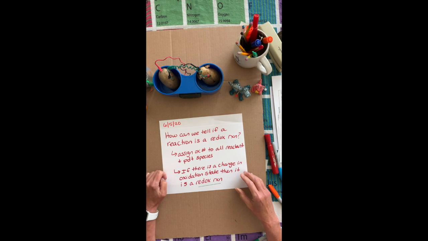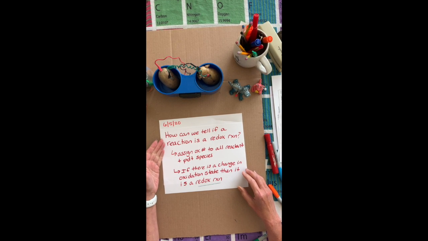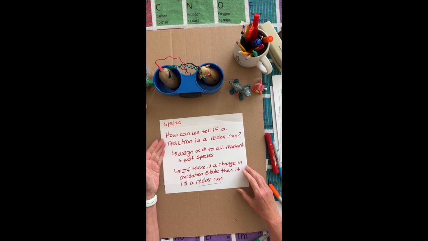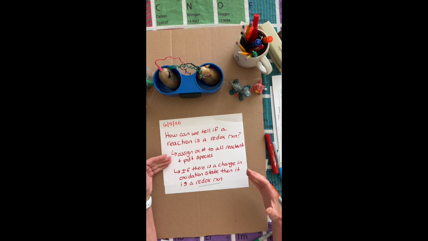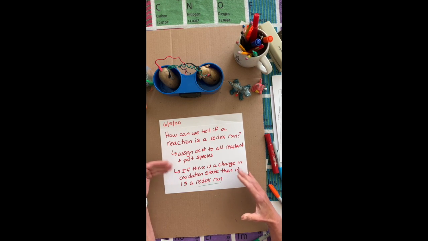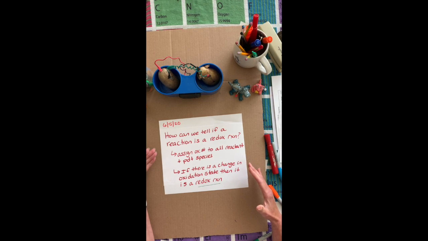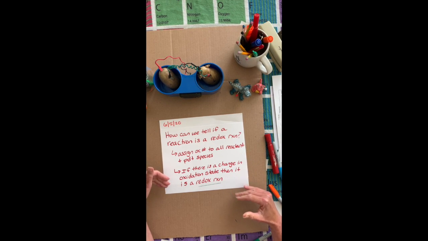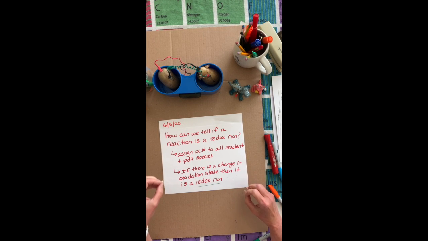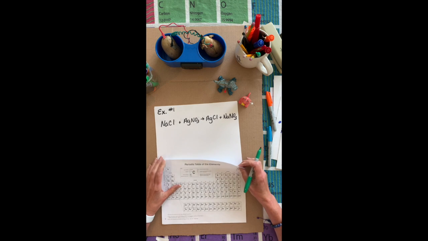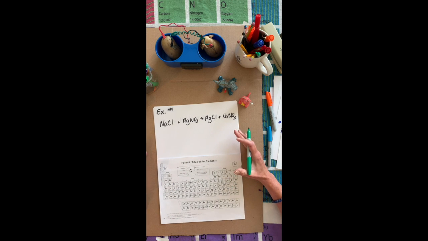Today's focus is how can we tell if a reaction is a redox reaction? And these are the two steps we need to take. Number one, we need to assign oxidation numbers to all reactants and products. And number two, if there's a change in the oxidation state, then there is a redox reaction. So let me warn you, not all reactions are redox reactions, and that's why we're going to need to assign these oxidation states to all of the species.